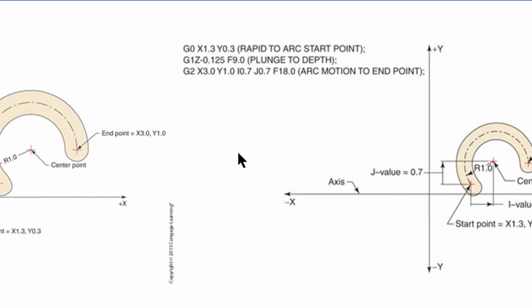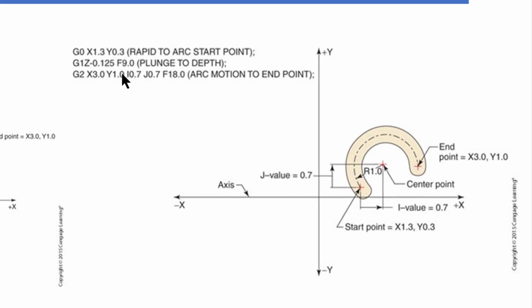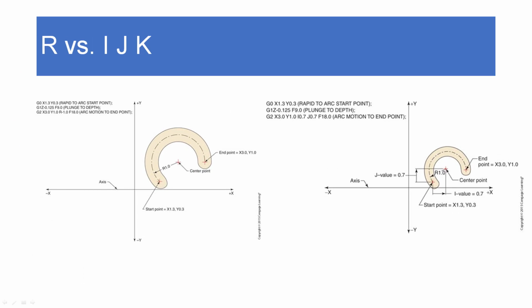If I was going to do this with the IJK method, I would come back here and do a very similar thing. Start point is the same. Feed to depth is the same. G02, X and Y position are the same, except now I'm going to tell it my I position. The X value I'm moving over is 0.7. The J position I need to move over to find the center of my arc is positive 0.7, J 0.7. And same feed rate. So two different ways to command the same motion.